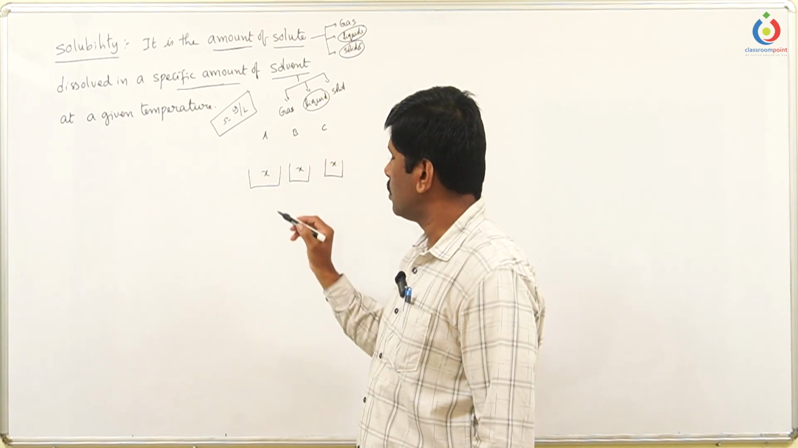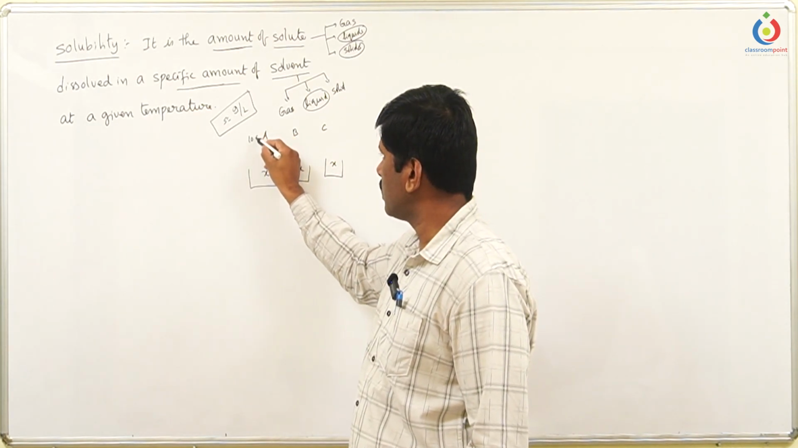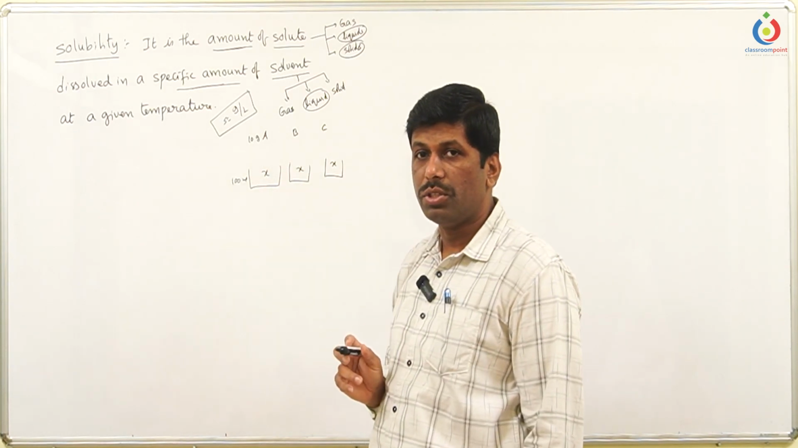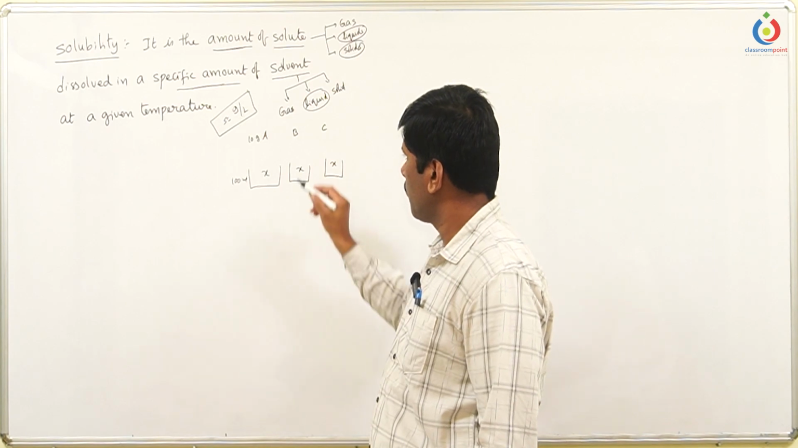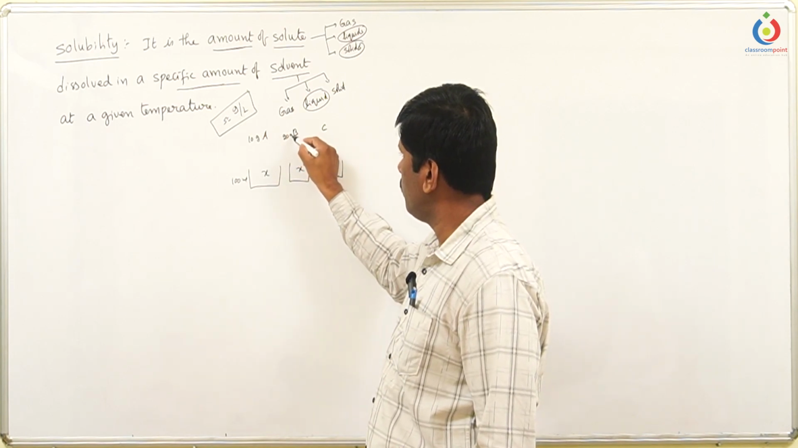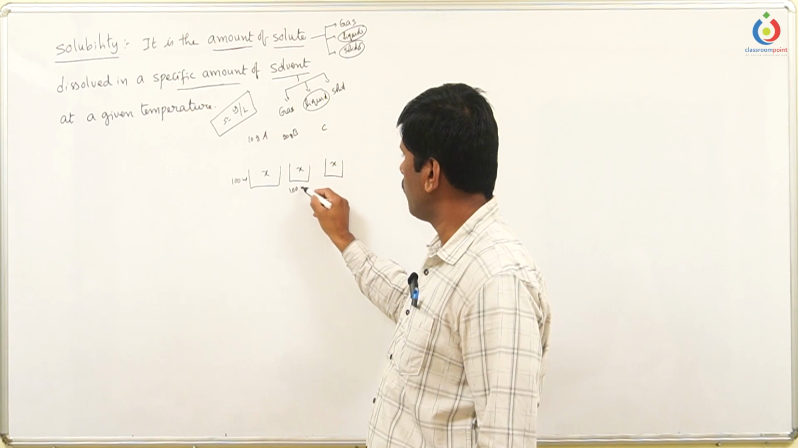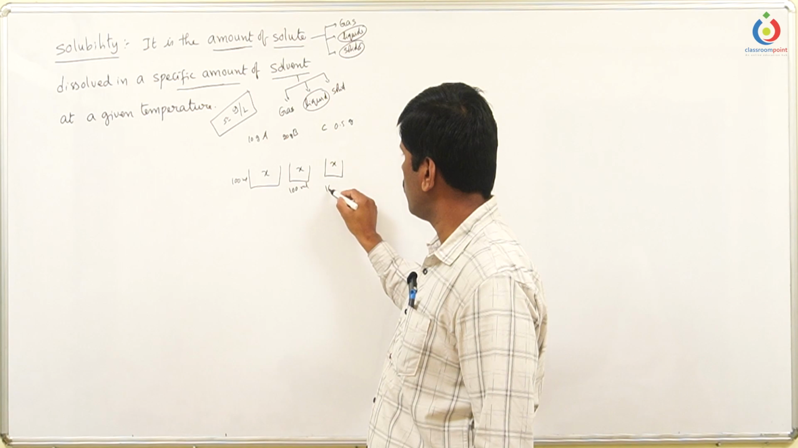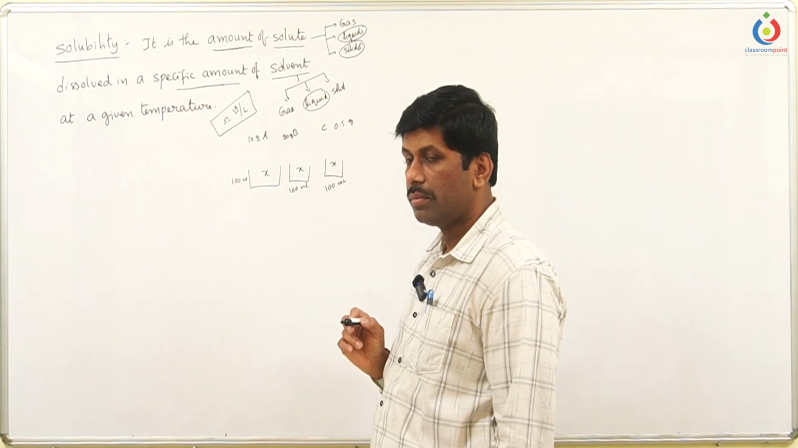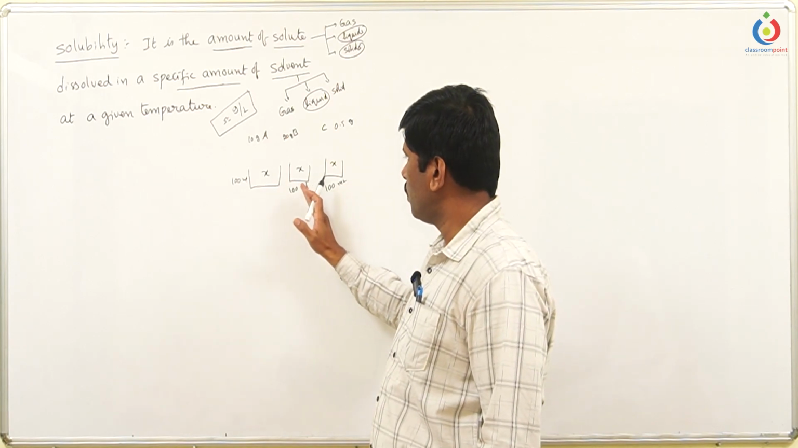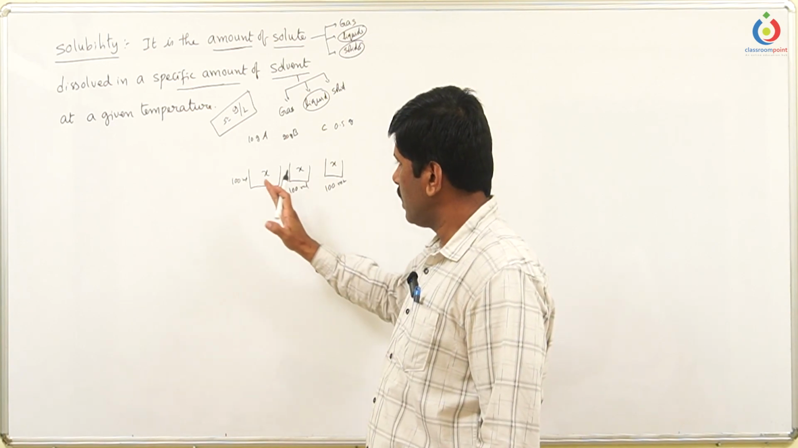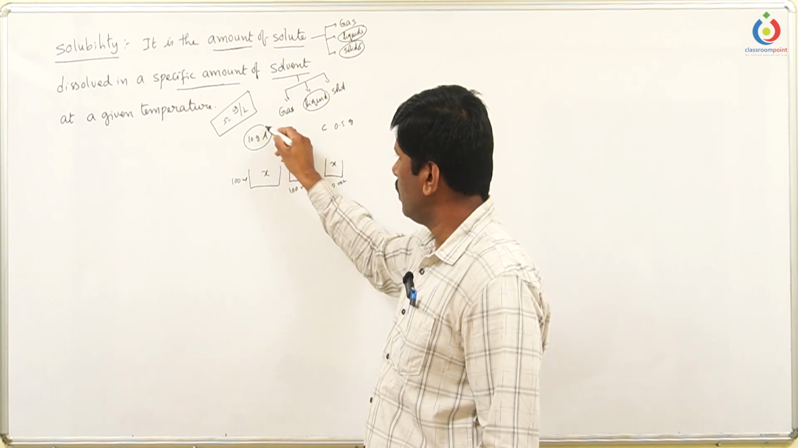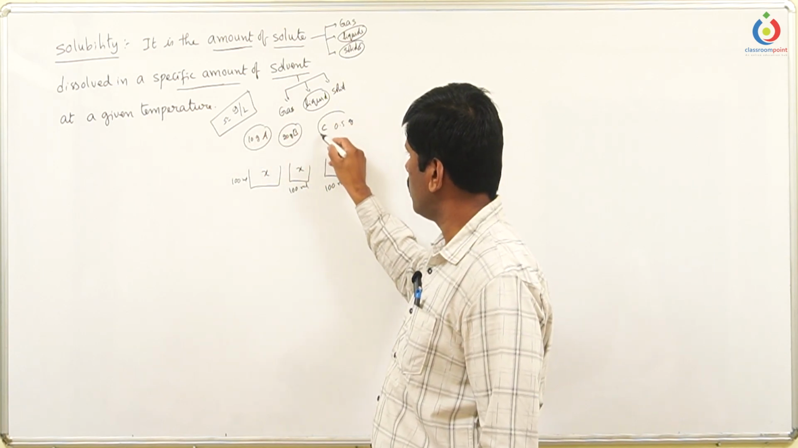For example, 10 grams of A is dissolved in 100 ml of X, 20 grams of B is dissolved in 100 ml of X, and 0.5 grams of C is dissolved in 100 ml of X. Here a specific amount of solvent has been taken. Within this fixed quantity of solvent, whatever maximum amount of solute can be dissolved, that is its solubility.